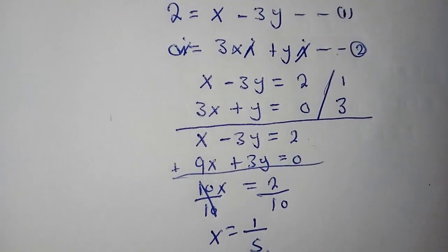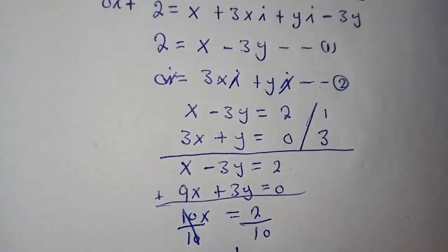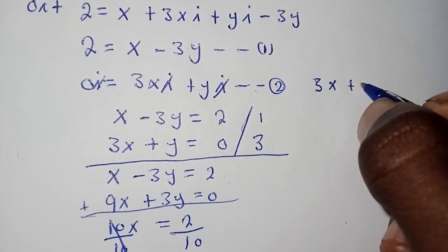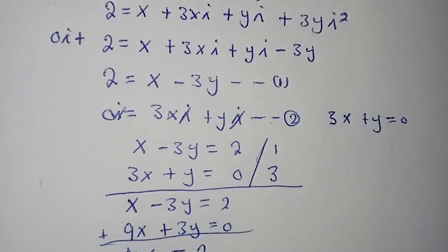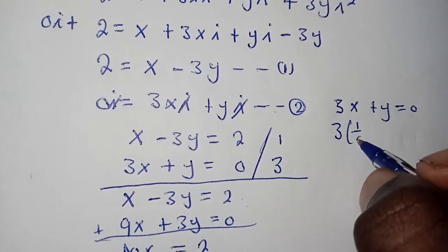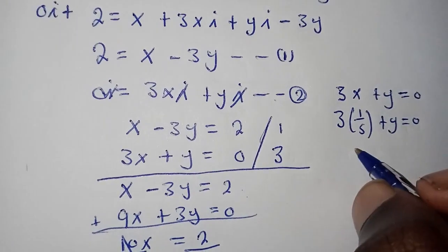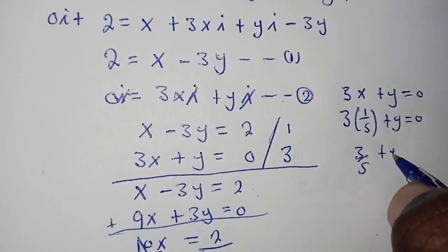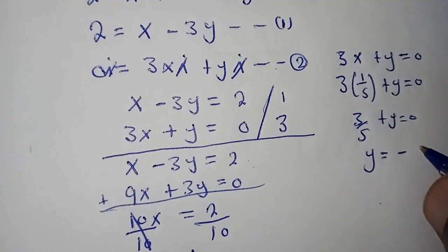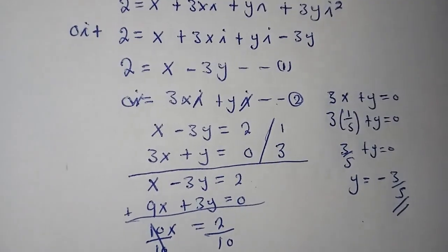So if you try to pick any of the equations, for example, we pick this one, 3x plus y is equal to 0. This is just the same as where there is x, we put 1 over 5, plus y equals 0. We are going to get 3 over 5 plus y equals 0. And finally, we'll get y is equal to negative 3 over 5. And that is just how you solve this particular question.